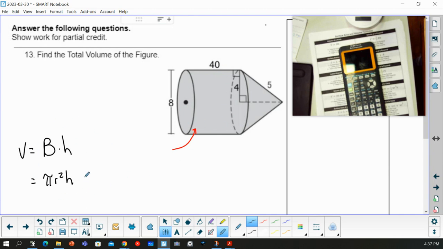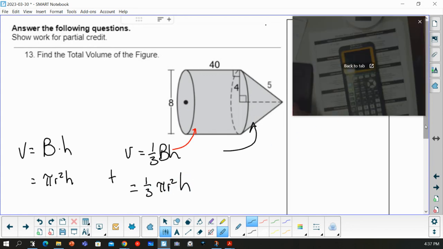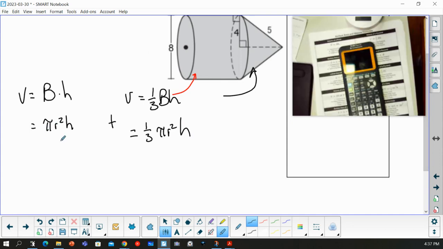After I find the volume of this cylinder, I'm going to add to it the volume of this cone. Volume of a cone is 1/3 area of the base times the height. And since the base of the cone is also a circle, we can write it as 1/3 pi r squared h. So we're going to find the volume of the cylinder, the volume of the cone, and add these two numbers together.